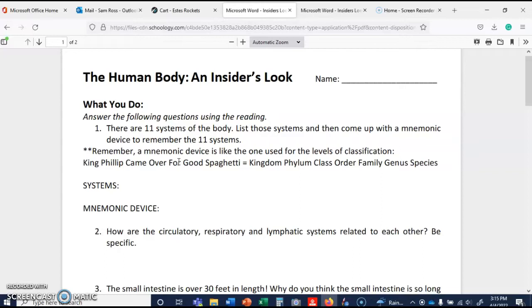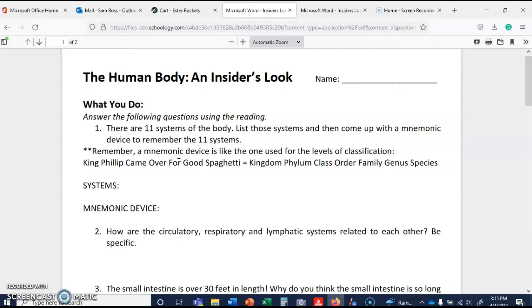So let's go through this a little bit because I do get a lot of questions for this part. It says, answer the following questions using the reading. There are 11 systems of the body. List those systems. So the systems would be listed here, and then come up with a mnemonic device to remember the 11 systems. This is kind of a fun activity. It's not meant to stress you guys out.